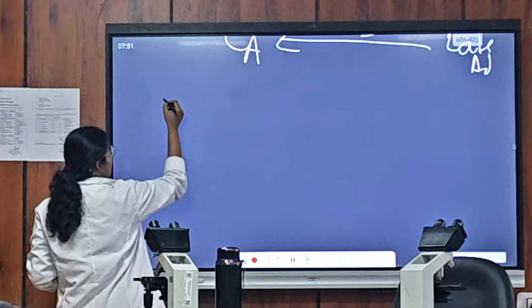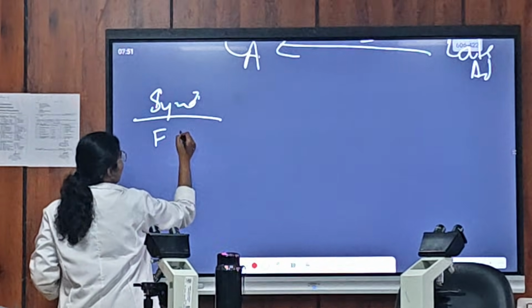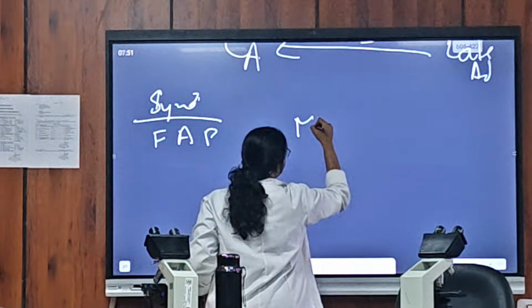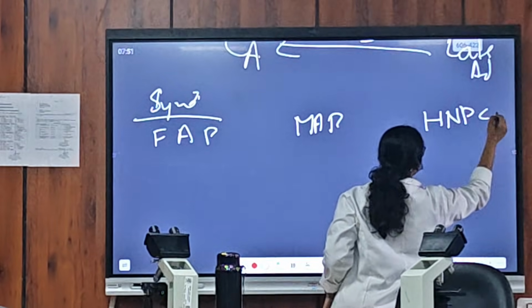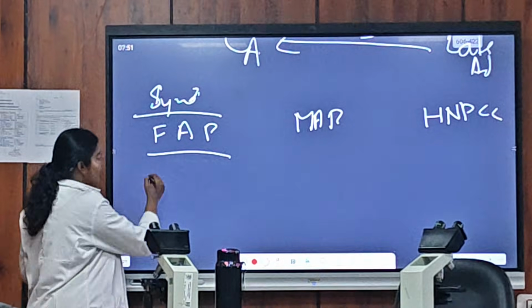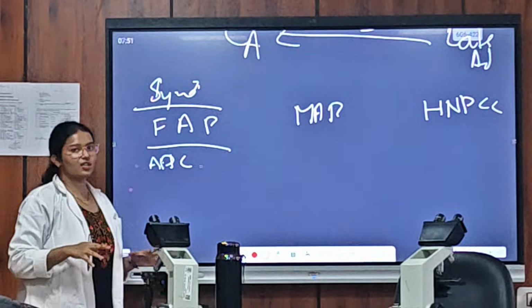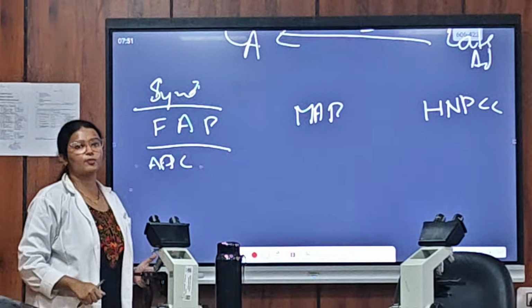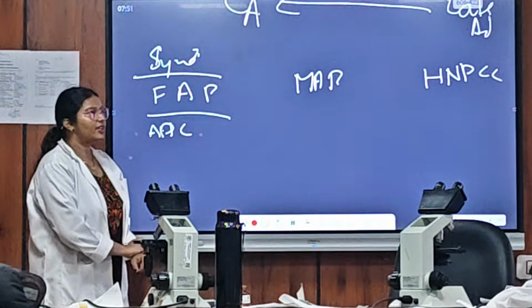Apart from these central pathways, we have some adenoma syndromes called FAP and HSP. FAP is familial adenomatous polyposis, which occurs due to APC mutation, and it shows multiple adenomatous polyps, 100 or more, and a very high risk of colorectal cancer.